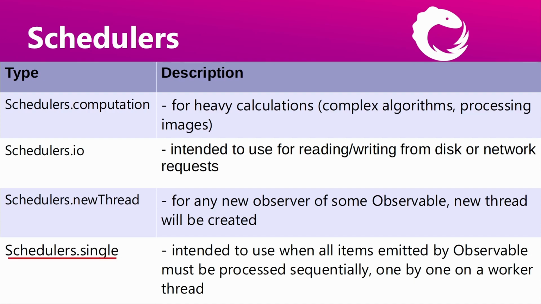And lastly, we have Schedulers.single, and it is intended to be used when all items emitted by some observable should be processed sequentially, one by one, on a worker thread. So it doesn't have any thread pool like Schedulers.computation or Schedulers.io. This is basically a single worker thread, and this single worker thread does all the work. There is also Schedulers.trampoline. However, I don't want to discuss this because it is rarely used. If you want to know more about this, check on the internet.